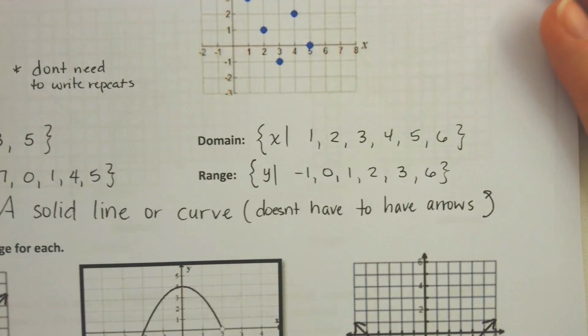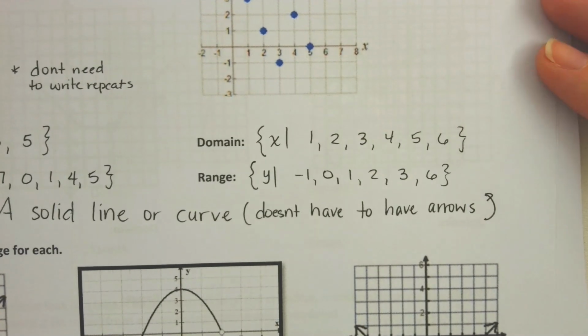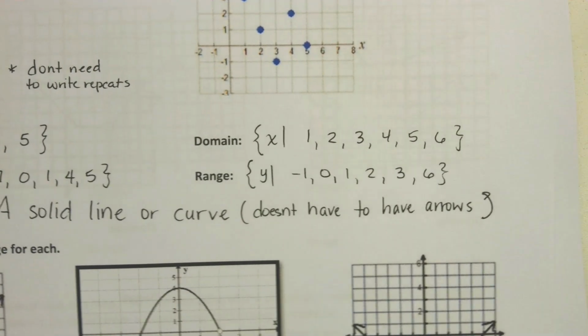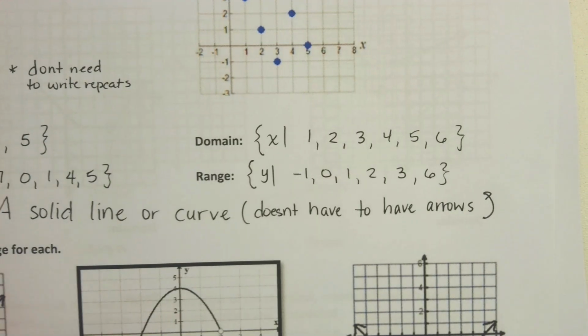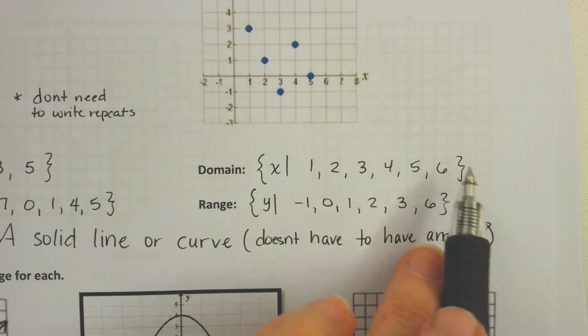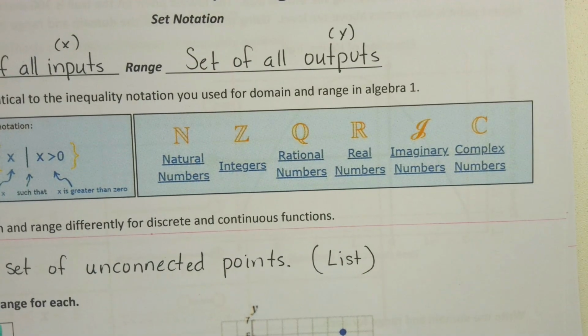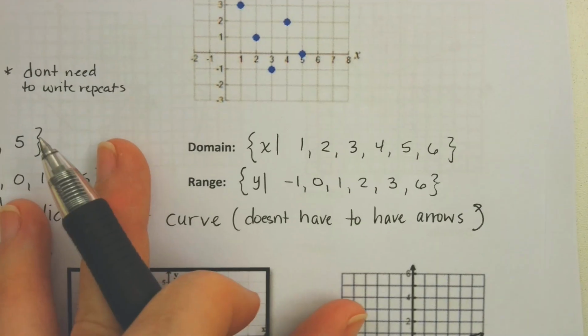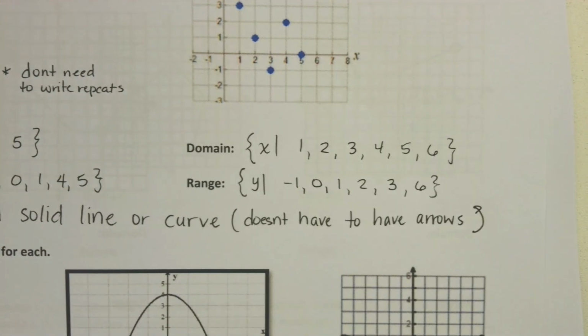There is a harder way to write this one also. If you wanted to write it more difficult, you could say integers, which would be which symbol up here? Z, between 1 and 6. You'd have to use inequalities. But isn't that worse? That's worse, but it's the same thing.